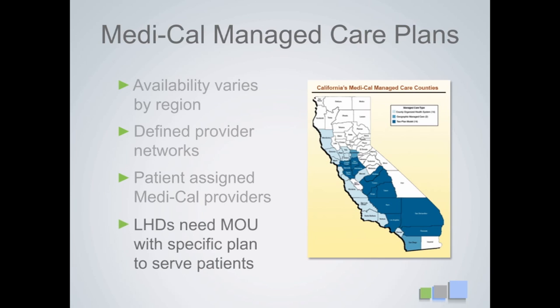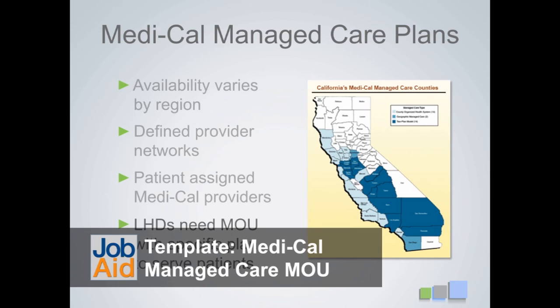It's possible for your local health department clinic to serve Medi-Cal Managed Care patients as an out-of-network provider. This generally requires a Memorandum of Understanding, or MOU agreement, between your health department and the specific Medi-Cal Managed Care plan. You can download the Job Aid Template Medi-Cal Managed Care MOU to see a sample version.